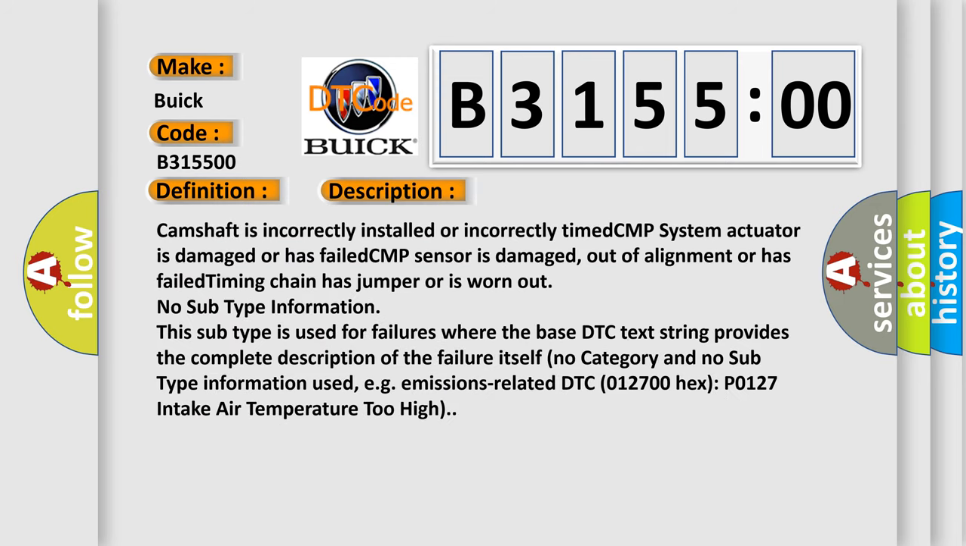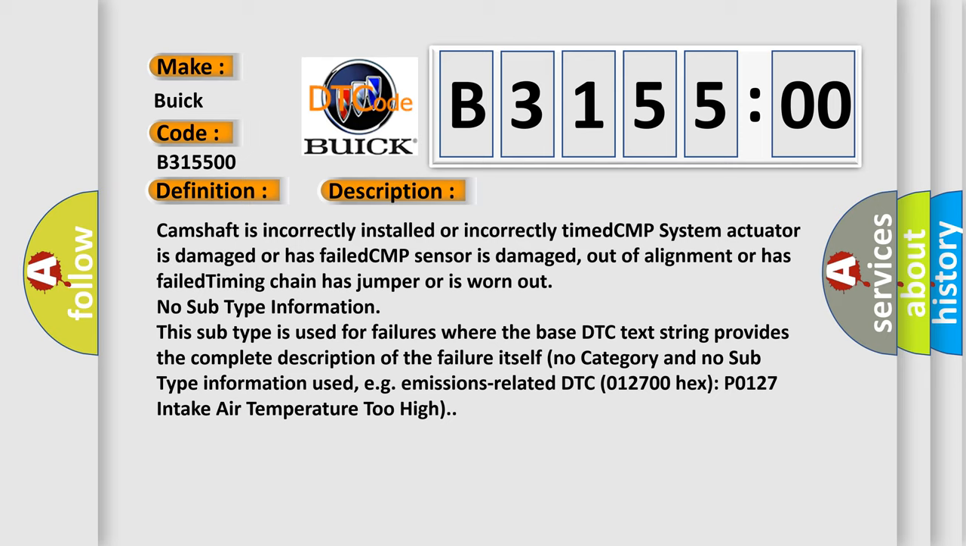And now this is a short description of this DTC code. Camshaft is incorrectly installed or incorrectly timed. CMP system actuator is damaged or has failed. CMP sensor is damaged, out of alignment or has failed. Timing chain has jumped or is worn out.